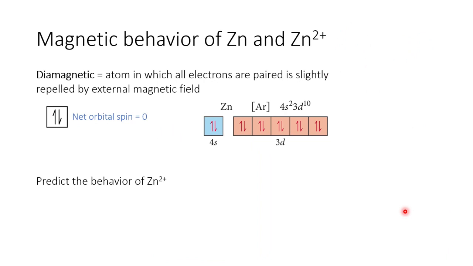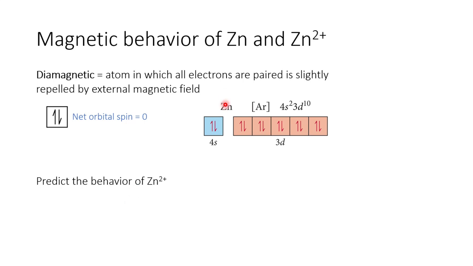So let's talk about zinc and zinc 2+. If it's diamagnetic, which is an atom in which all the electrons are paired, it's slightly repelled by an external magnetic field. Okay, so these are all paired, so it's net orbital 0. So let's predict the behavior of zinc 2+, the cation of zinc. If we were to take 2 electrons from our d orbitals, remember, we wouldn't just take 2 away from one, we would have to take 1 from here, 1 from here, right? So there would be 2 unpaired electrons, which would mean that this is attracted by a magnetic field.